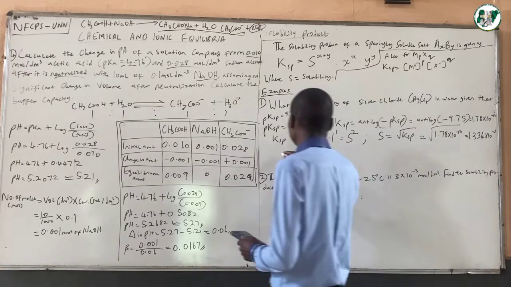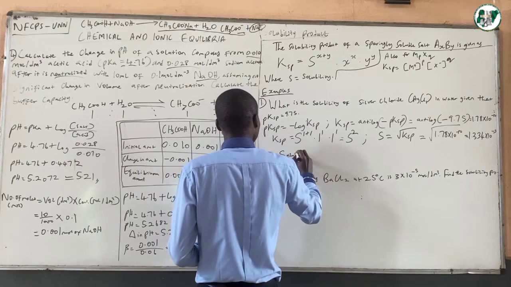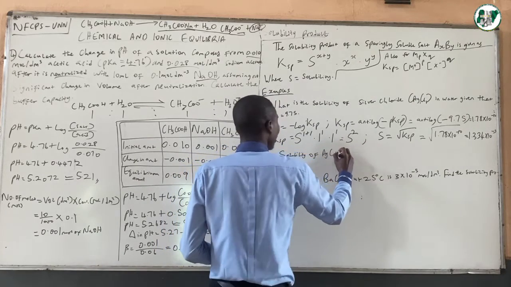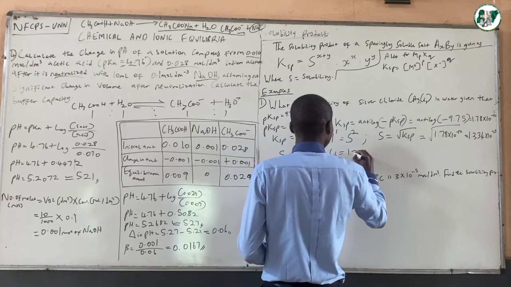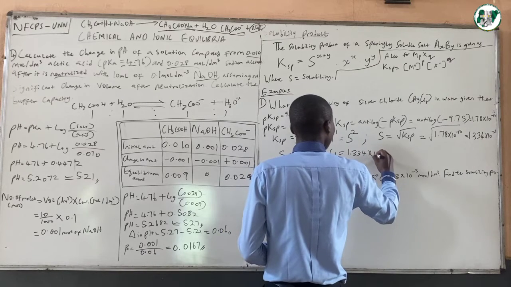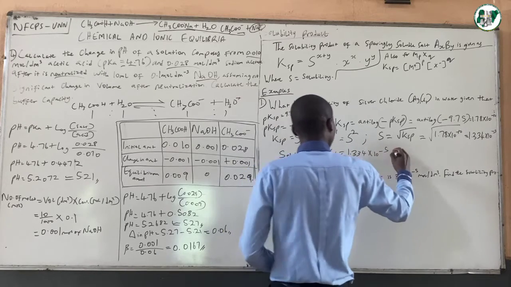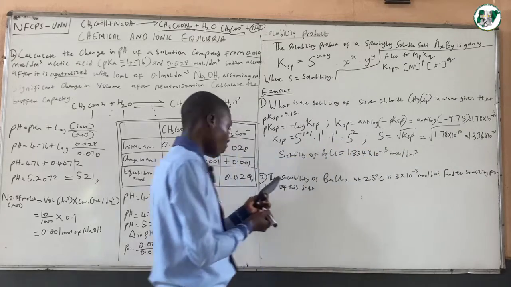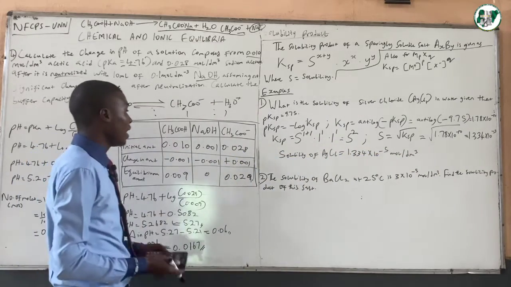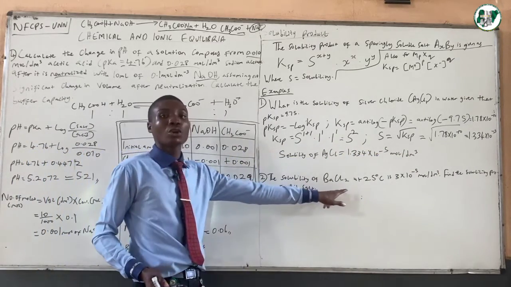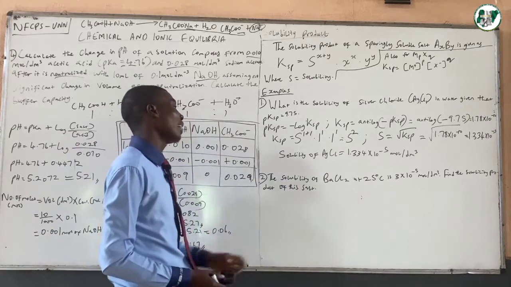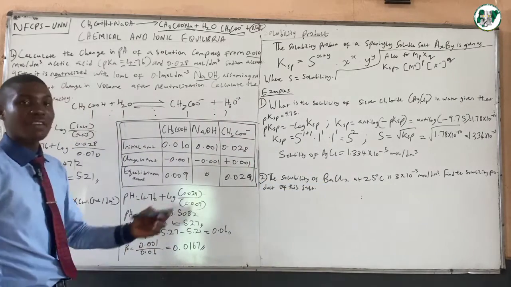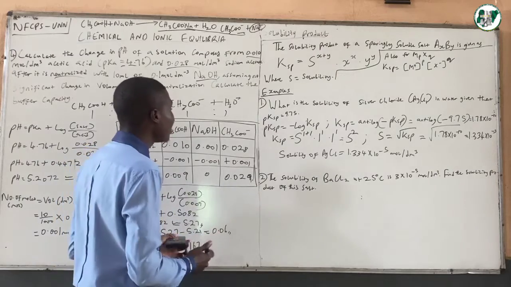So the solubility of silver chloride is going to be given as 1.334 times 10 raised to the power of minus 5 mole per dm cube. Alright, so the next question we're going to be having here is the solubility of barium chloride. Solubility of barium chloride at 25 degrees Celsius is 3 times 10 to the power of minus 5 mole per dm cube. Find the solubility product of this salt.